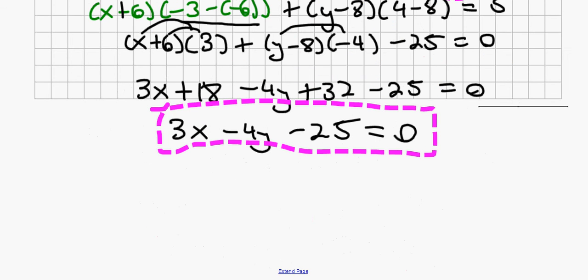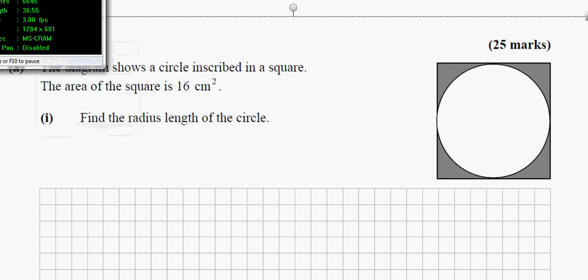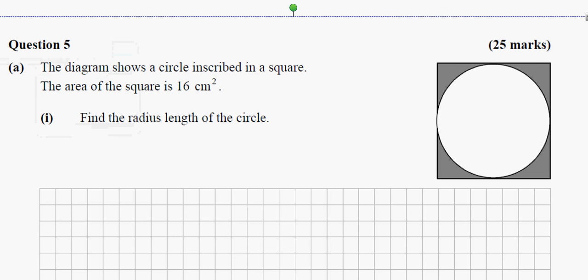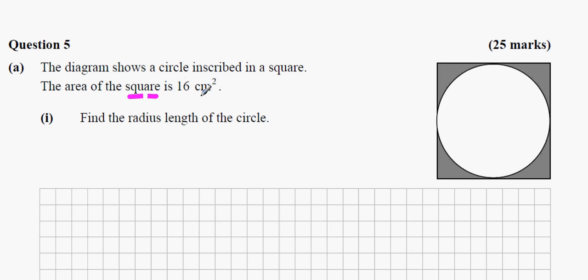So now we're on the next question. I'm going to pause this for a minute. Okay, so next question. The diagram shows a circle inscribed in a square. The area of the square is 16 centimeters squared, right?